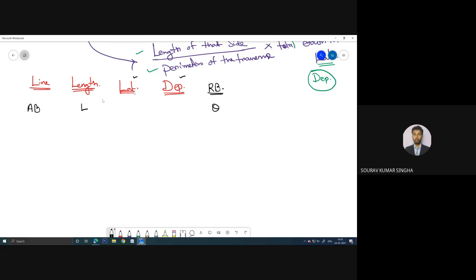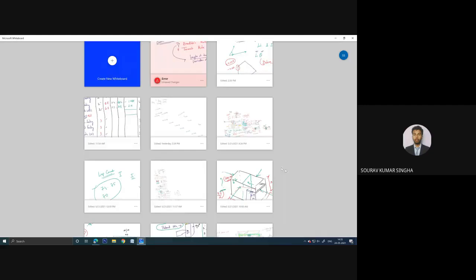Here the values of latitude and departure are directly given to us, therefore the reduced bearing is not given. Reduced bearing will be given in the type of numerical where we need to determine the value of latitude and departure. But in this type of numerical, where you need to just correct the latitude and departure, no theta will be given. That means the reduced bearing will not be given. I will show you the previous day's numerical. Let me show you.